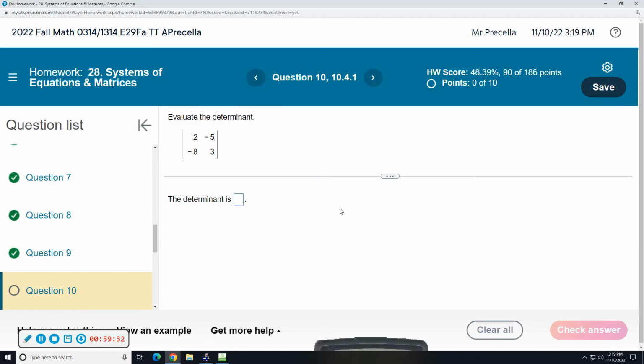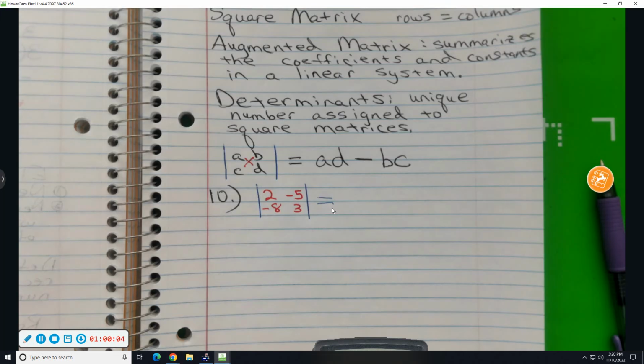Now let's look at number 10. They want us to evaluate the determinant. Let me write the problem down. The first row has the numbers 2, negative 5. The second row has negative 8 and positive 3. So it would be 6 minus 40, which would eventually turn into negative 34.